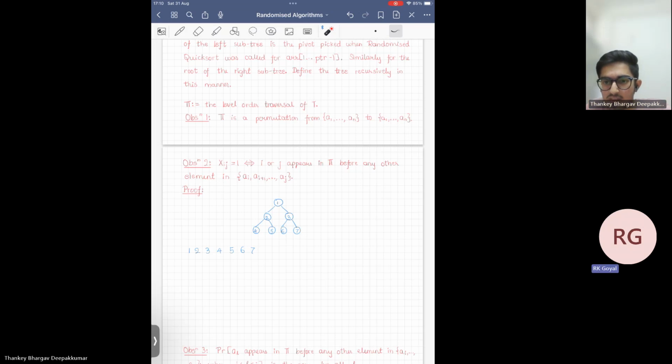Every element in the tree would appear exactly once because once an element becomes the pivot element, that element can never appear anywhere else in any of the subtrees. So everything appears in the tree at most once, but also at least once, because at some point it would have to be picked as a pivot because it has to get sorted, right? So that's why pi is a permutation. Is this fine?